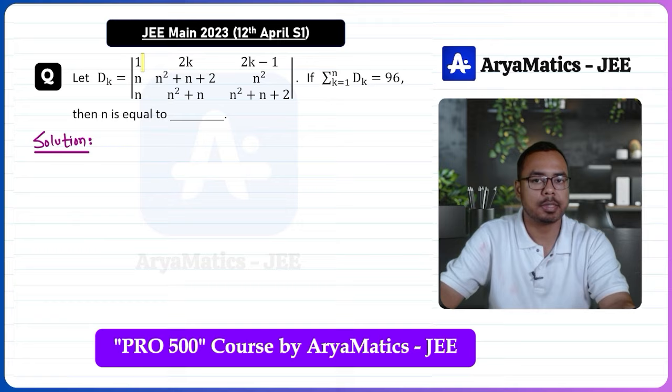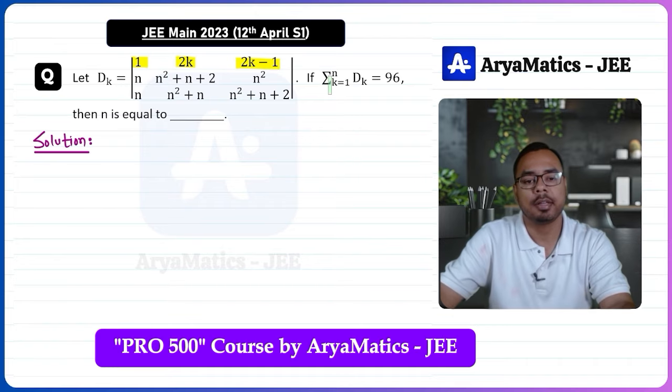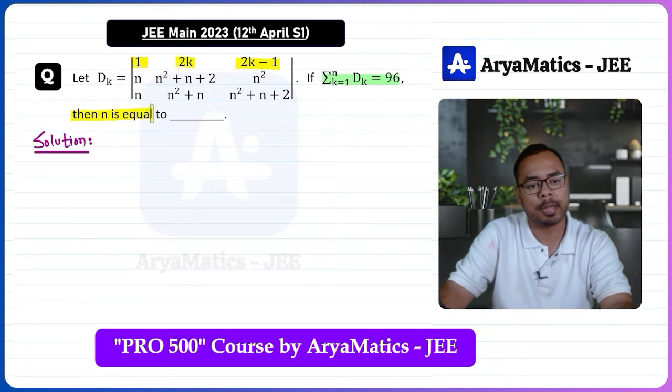If Dk is this determinant where you have first row as 1, 2k and 2k minus 1, and then second and third rows, they have terms containing n. If summation Dk, k from 1 to n, this is 96, then we have to find the value of n.